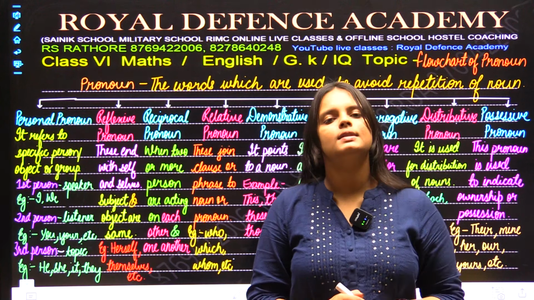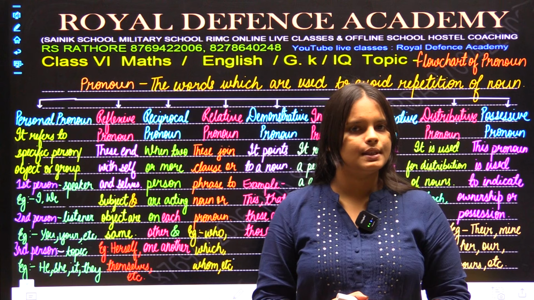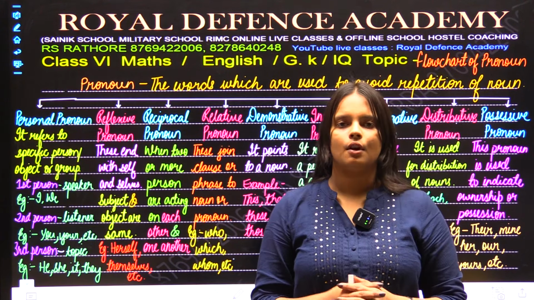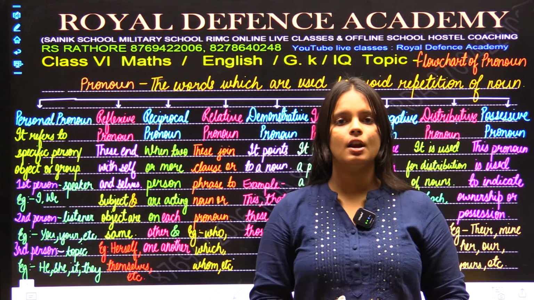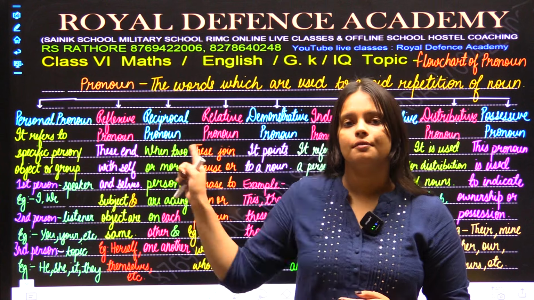For plural we use selves. For singular we use self. For example, herself, himself, themselves, ourselves. These all are reflexive pronouns. When you are doing the action upon yourself, that is called a reflexive pronoun.